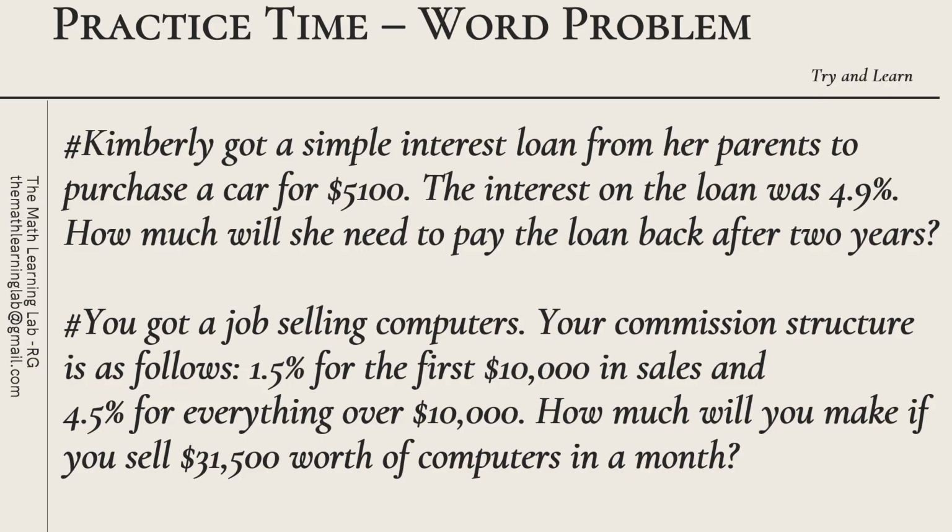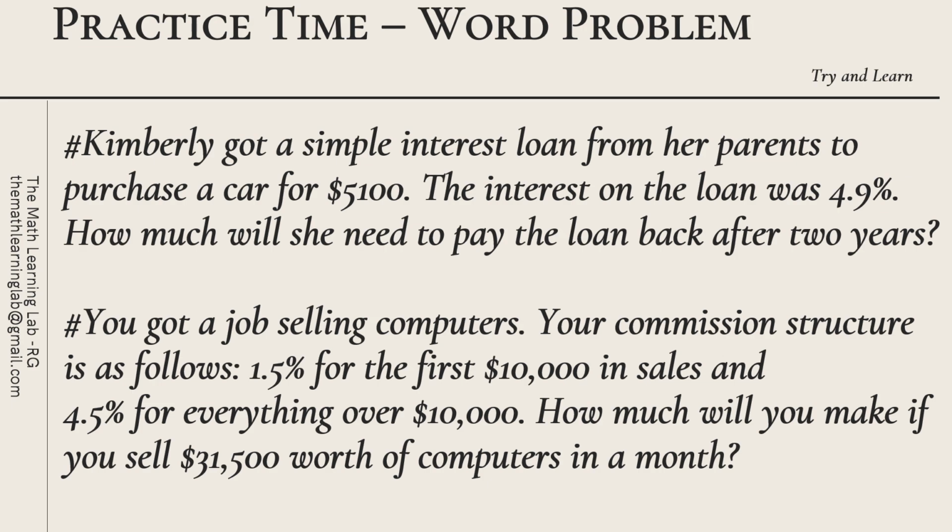Another one. You got a job selling computers. Your commission structure is as follows: 1.5% for the first 10,000 in sales and 4.5% for everything over 10,000. So here are the two scenarios given. How much will you make if you sell 31,500 worth of computers in a month?